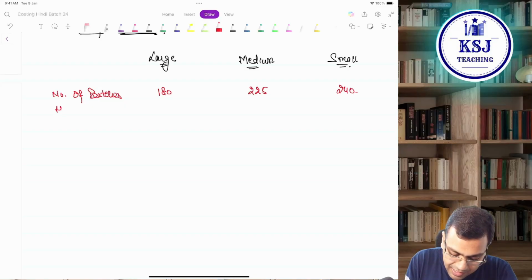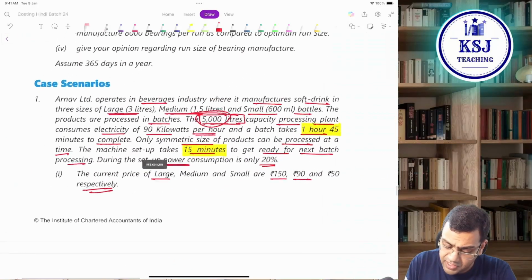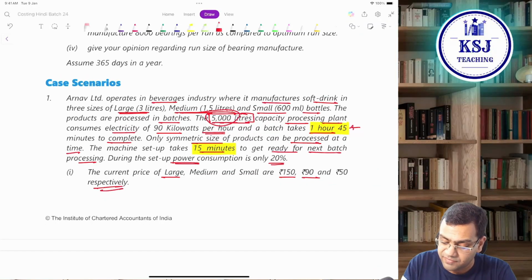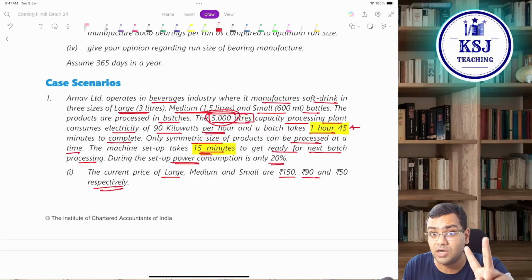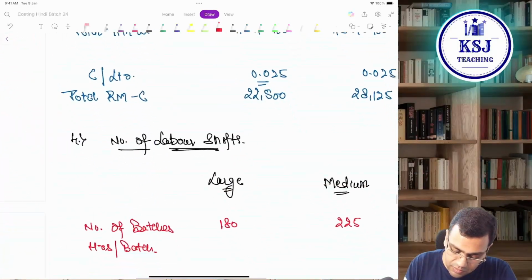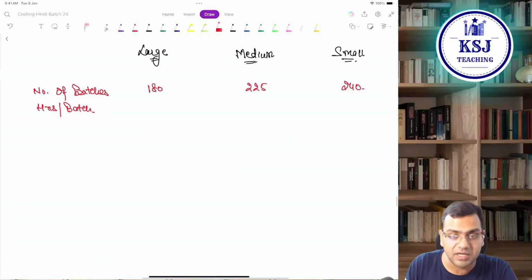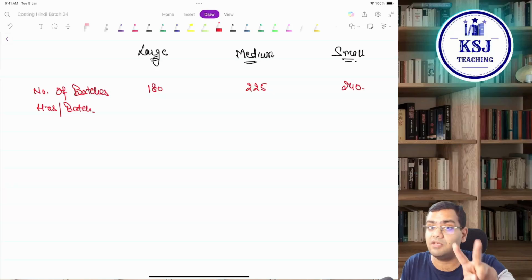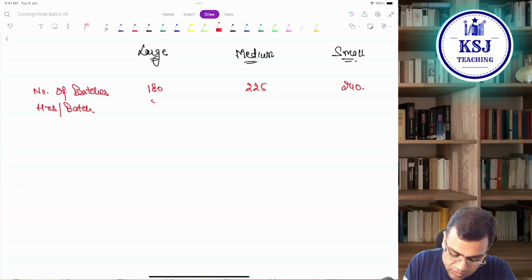Now, what is the hours per batch? For every one batch, how much of the time is required? Read the question very carefully. For every one batch, we need 1 hour 45 minutes of the running time and 15 minutes of the setup time. That is total 2 hours required. Because this is worker, to the worker we will be paying for 2 hours, right? So hours per batch is 2, 2 and 2.